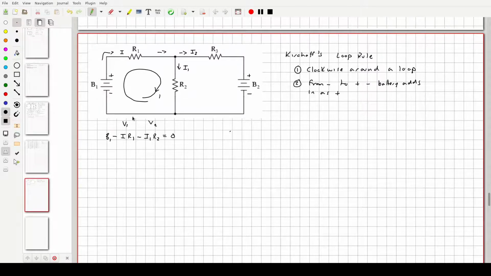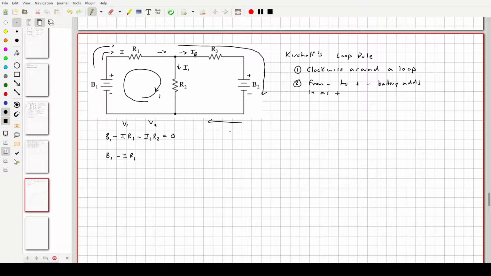My next loop that I want to choose is this big loop, again going this way. Starting off with V1, going from negative to positive is positive. Going through this, again, I, R1. Continuing around my loop. You might ask, why are you neglecting the center? Well, the center isn't a loop. This is a loop. The center breaks up the loop.